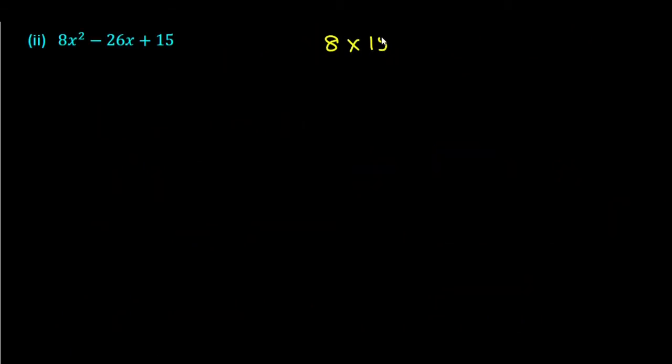8 into 15. 8 into 15 is 120. Now we have to find a pair of factors of 120 whose product is 120 and whose sum is minus 26. mn should be 120 and m plus n should be minus 26. First, let us find positive factors of 120. We can consider them as negative factors so that their sum is negative 26.